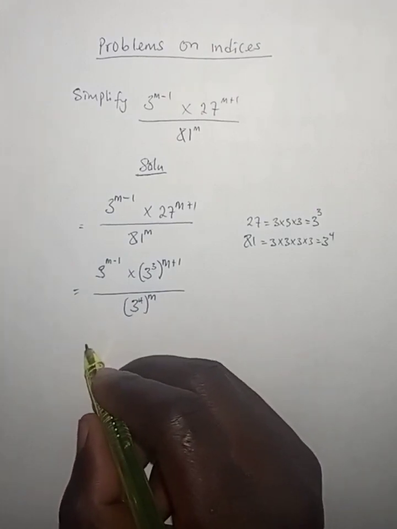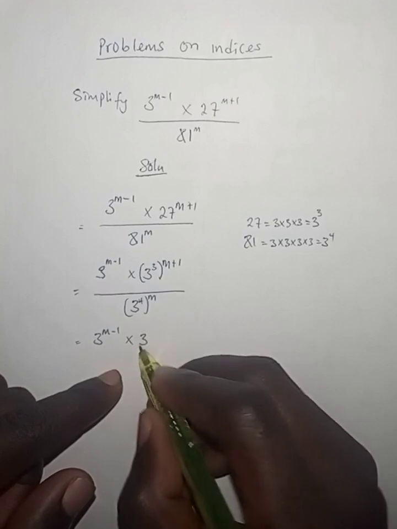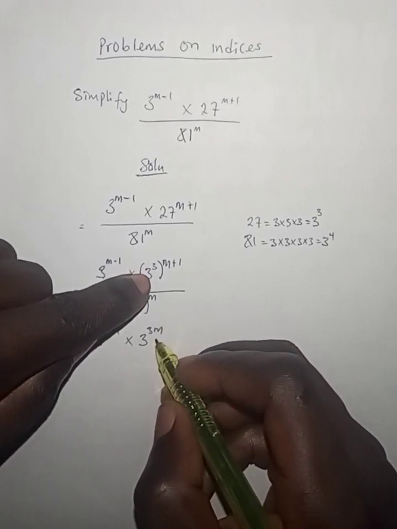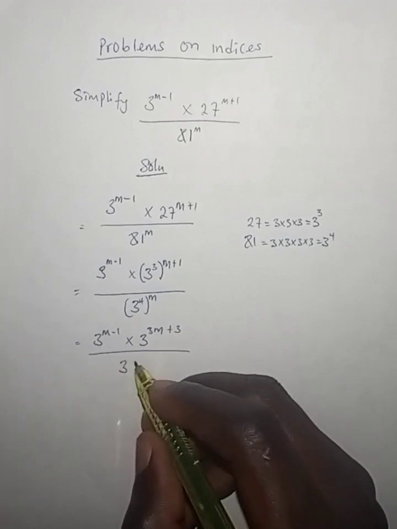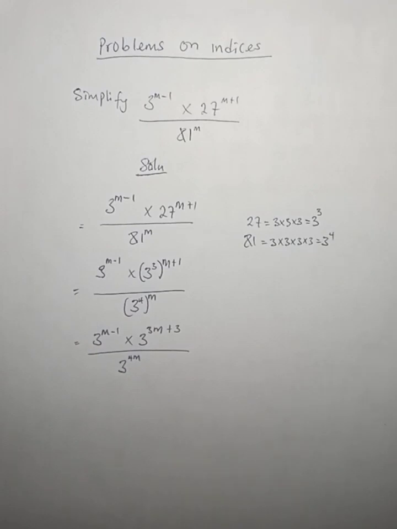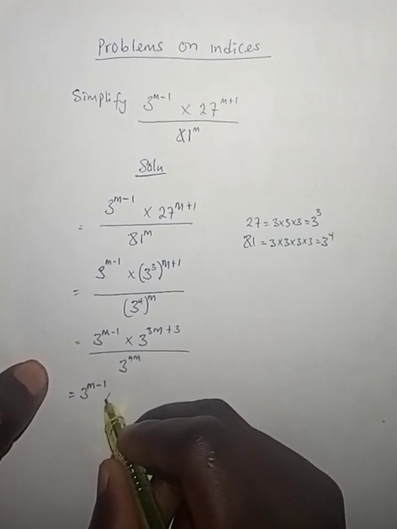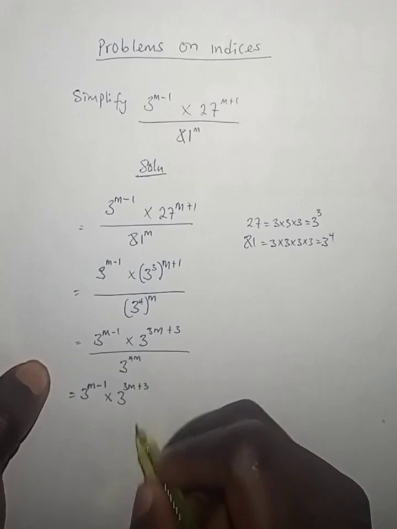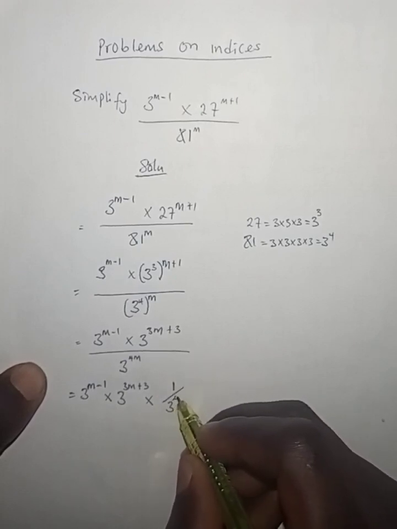And our law that says when we are having our base to have more than one power, we multiply the powers. So we'll have 3 times m, which will be 3m, then 3 times 1 will be what? 3, all divided by 3 to the power of 4 times m, which will be 4m. Then we can also rewrite this as 3 to the power of m minus 1 times 3 to the power of 3m plus 3, times 1 all over 3 to the power of 4m.